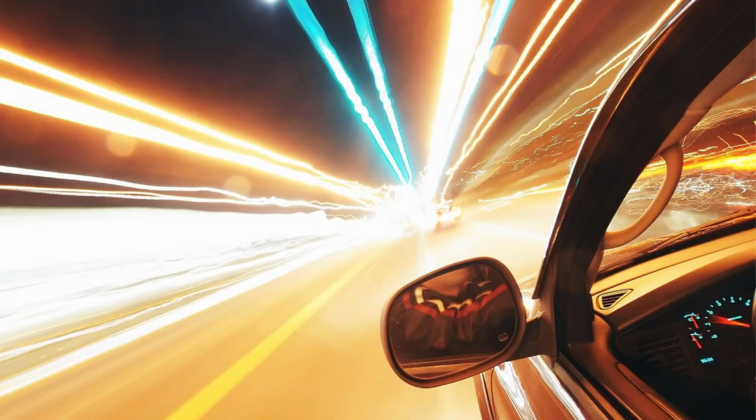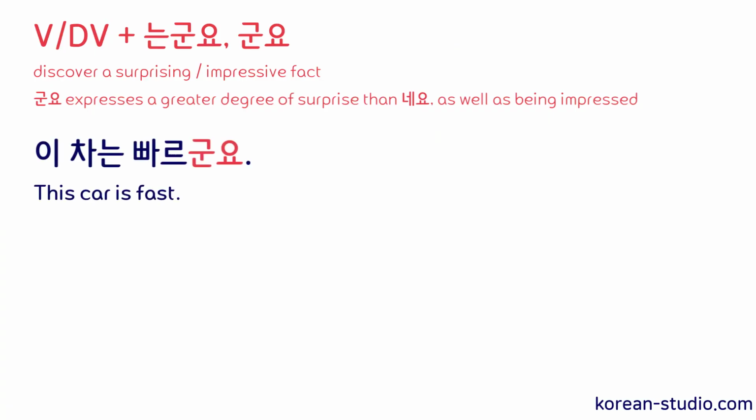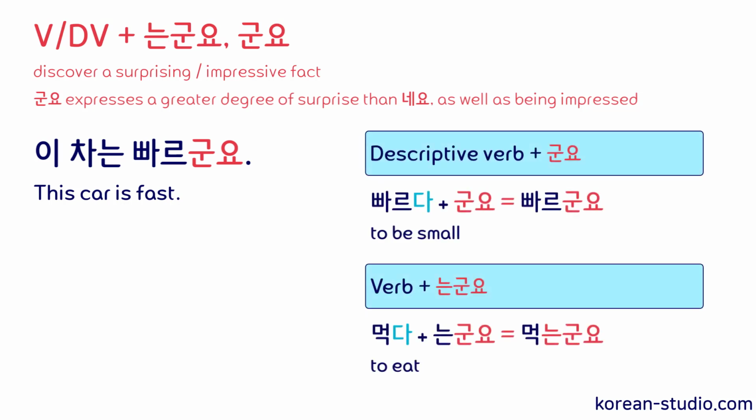For example, after your first drive of a new car, to your surprise, and perhaps you're impressed also, you have just discovered that the car is very fast. So you can say, 이 차는 빠르군요. This car is fast. I see that this car is fast. So in this sentence, we add 군요 to the descriptive verb 빠르다 and form 빠르군요 to indicate that I have just learned this surprising or impressive fact about the car, that it's very fast.